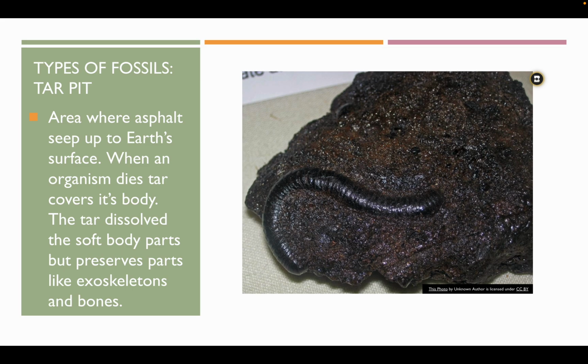When an organism dies, tar covers the body. The tar dissolved the soft body parts, but preserves parts like exoskeletons and bones. So when we see large bone structures, some of those do come out of tar pits. Exoskeletons are basically bugs or water creatures that have hard outer shells. So, like crabs, those are exoskeletons. Many insects have exoskeletons.